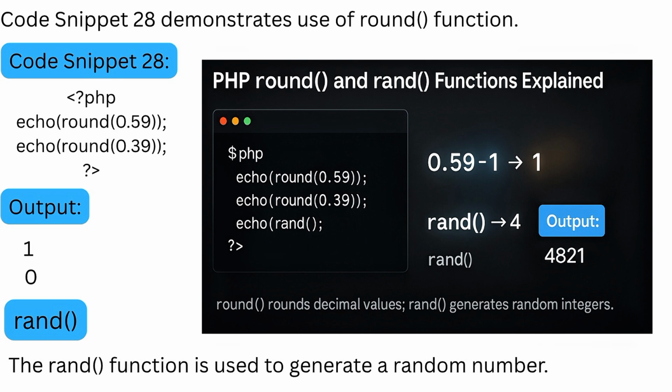So, this image demonstrates two very useful PHP functions, the round function, which is used to round off decimal numbers, and the rand function, which is used to create random integers. These functions are extremely helpful when you're working with mathematical operations or need random values, such as generating random IDs, test data, or any kind of randomized logic in your PHP programs. To summarize, Code Snippet 28 clearly shows that the round function helps simplify decimal numbers into whole numbers. And the rand function adds the ability to generate random numbers automatically, making your code more dynamic and versatile.